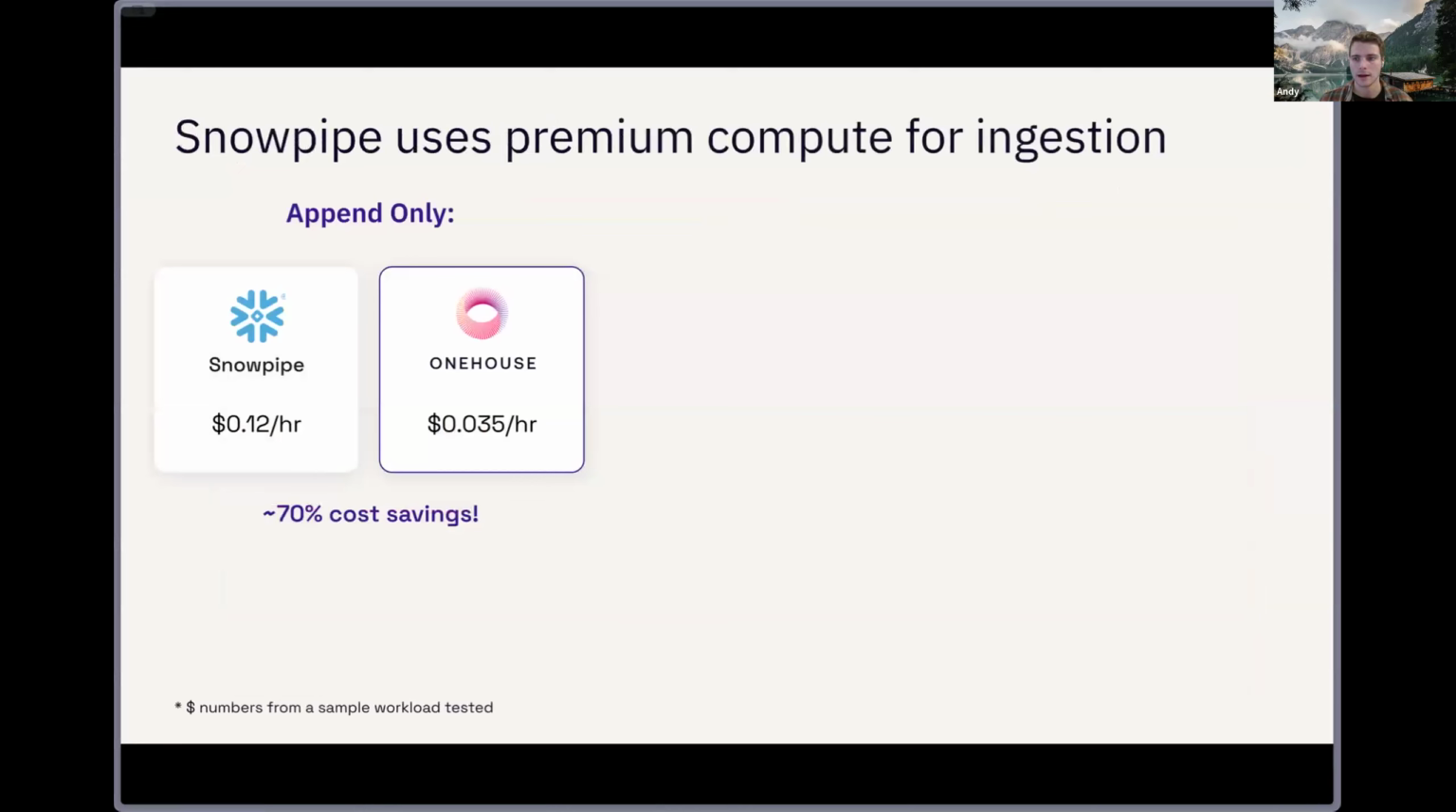Now, another key piece is, again, on cost. So when you're using Snowflake, Snowflake's designed with this premium compute, which is great for fast queries. But sometimes when you're using it for ingestion and transformations, it can be overkill. We found folks who have used Onehouse for their ingestion in an append-only workload have saved 70% on costs versus using Snowpipe with that more premium compute.